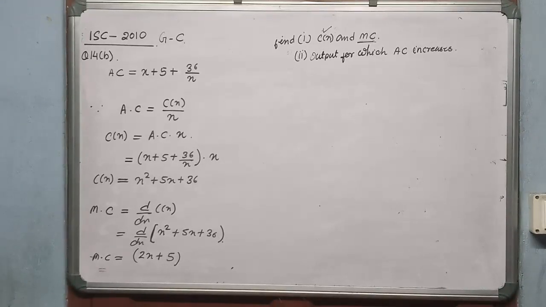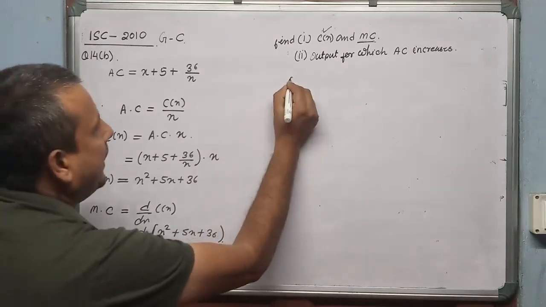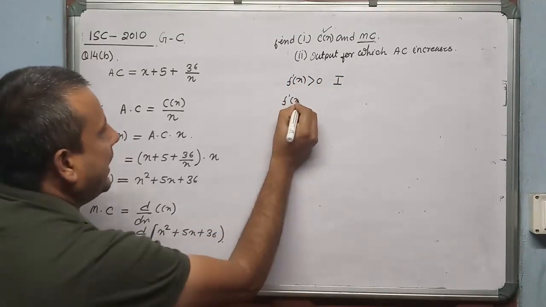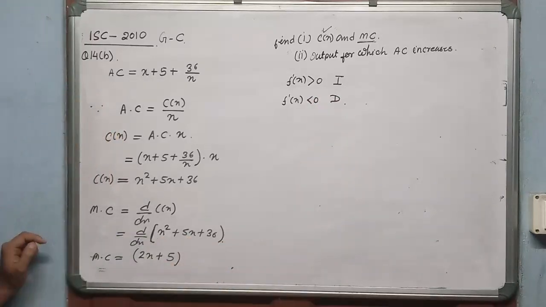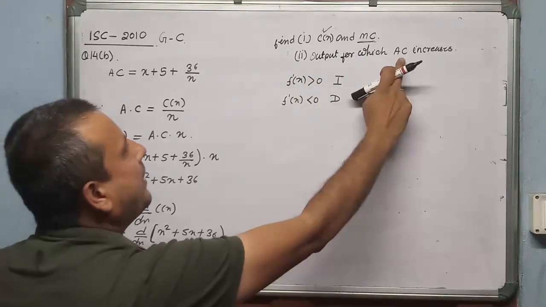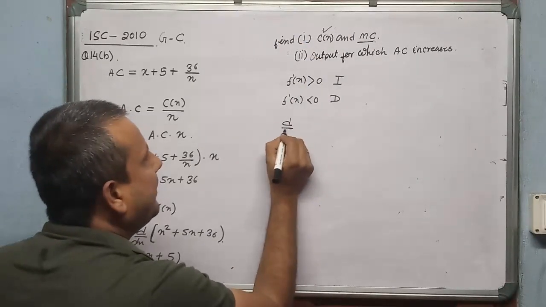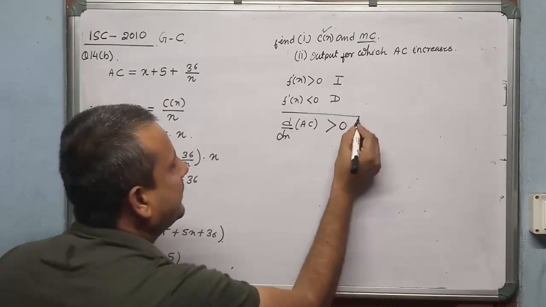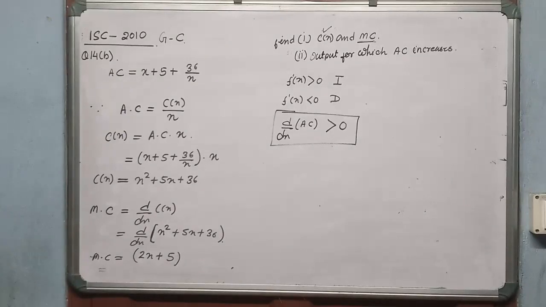increases. Output for which the AC increases means, now first I'll explain the concept. If f dash x is greater than 0 means increasing, f dash x is less than 0 means decreasing function. That means output for which the average cost increases means dy by dx of average cost must be greater than 0. This you have to prove. The average cost is increasing means the derivative of the average cost must be greater than 0.